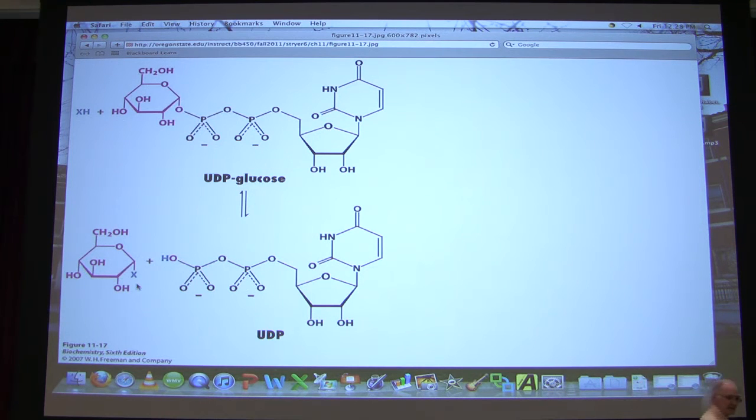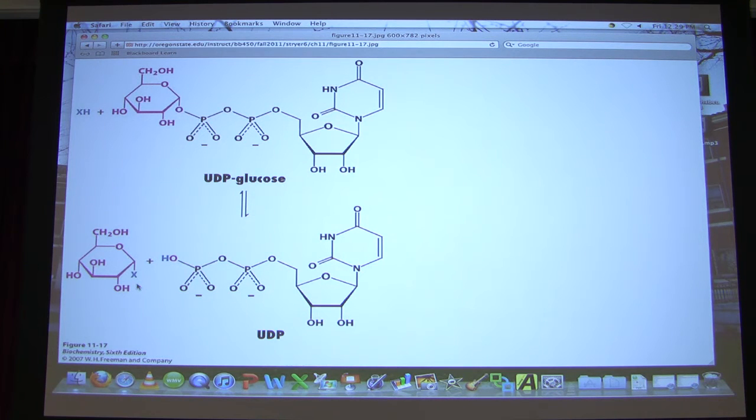UDP is a nucleotide. UTP, of course, being uridine triphosphate. UDP being uridine diphosphate. We'll see that in the process of making glycogen, cells make this intermediate right here, UDP glucose. And the reason they make this intermediate right here is this guy is full of energy. It's a very high energy intermediate that we call an activated intermediate.